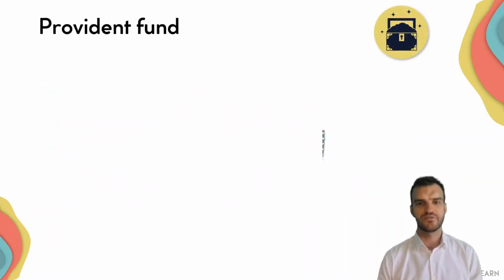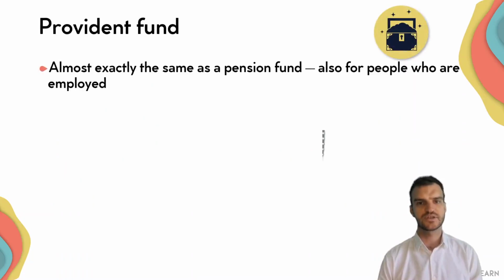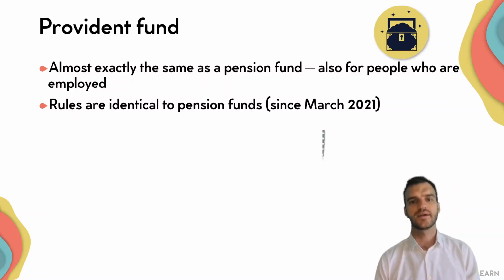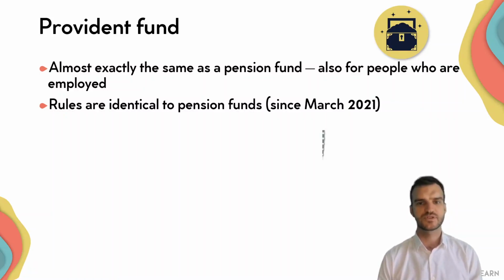Then we have a provident fund, which, as I mentioned in the introduction, is similar to a pension fund. Actually, it's almost exactly the same. It's also for people who are employed. In terms of the rules, it's very similar. Since last year, or March 2021, when they made some amendments to the relevant legislation, provident funds are almost exactly the same as pension funds now.